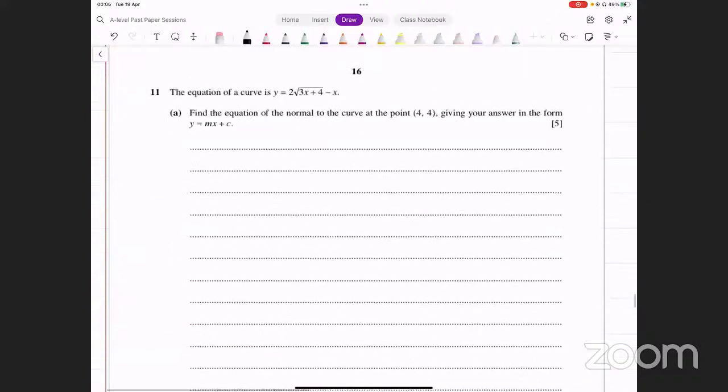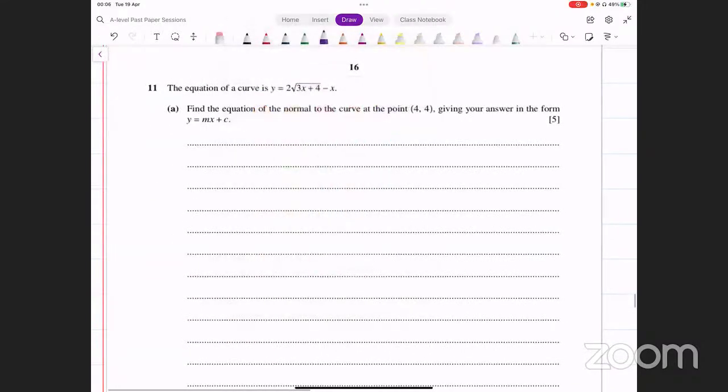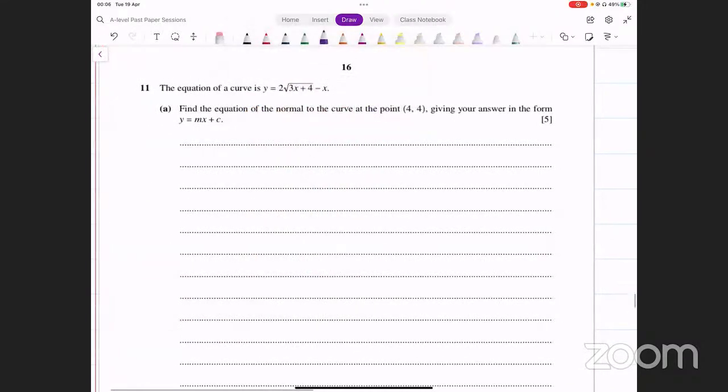Now I've got question number 11. This is not that difficult, I think, but let's do this and then we do the remaining questions quickly, which are all easier now. The equation of a curve is y equals 2 into square root of 3x plus 4 minus x. Find the equation of the normal to the curve at the point 4, 4, giving your answer in the form y equals mx plus c.